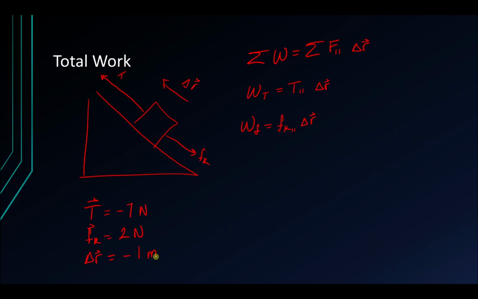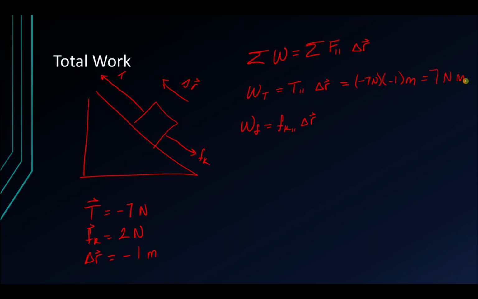So what would be the work done here? Well, the work done by the tension force is going to be -7 newtons times -1 meters. And this is going to be +7 newton meters. Now, it's interesting because our work is going to be a scalar value.